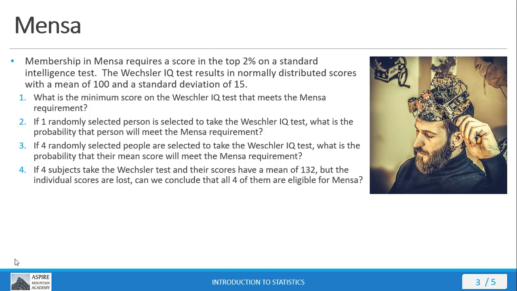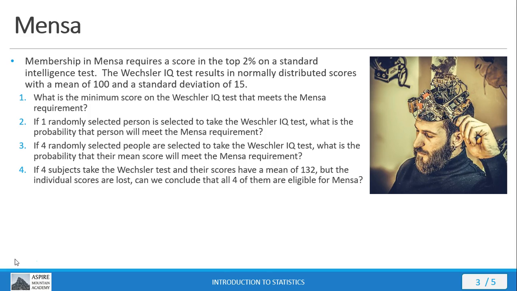Let's look at our final problem involving Mensa. Mensa is basically a club for people who are super smart. Okay, they score top scores on IQ tests. So in order to get in, you've got to have a score in the top 2% on a standard intelligence test. So the Wechsler IQ test results in normally distributed scores with a mean of 100 and a standard deviation of 15. So here we've got 4 questions to answer.